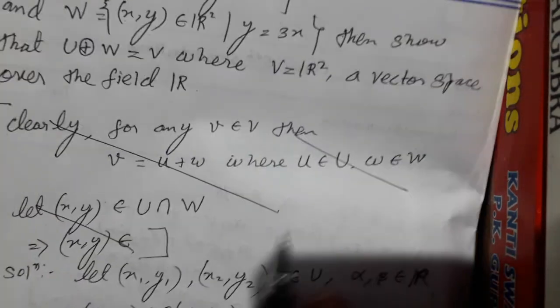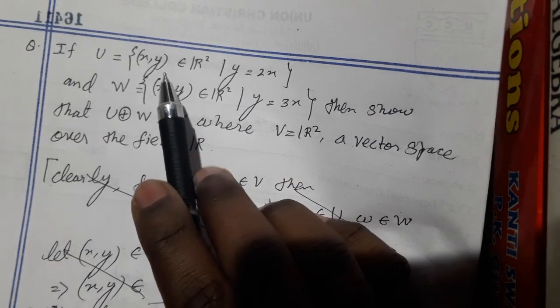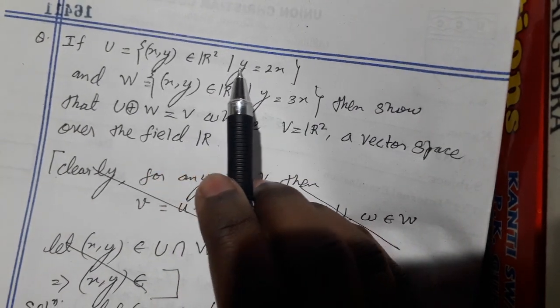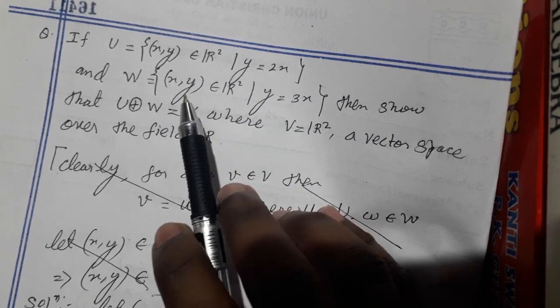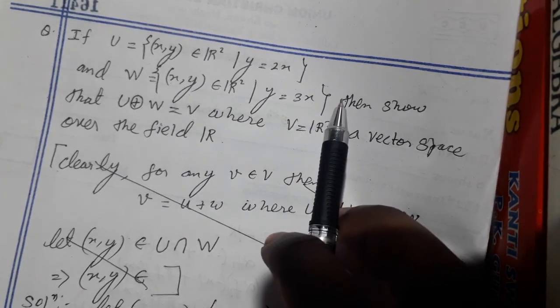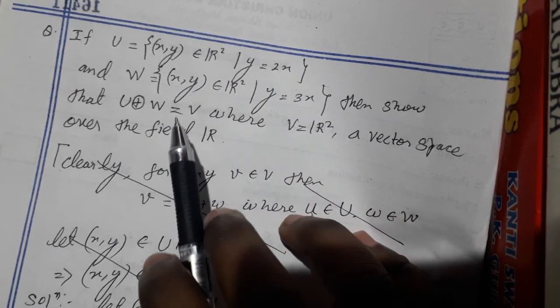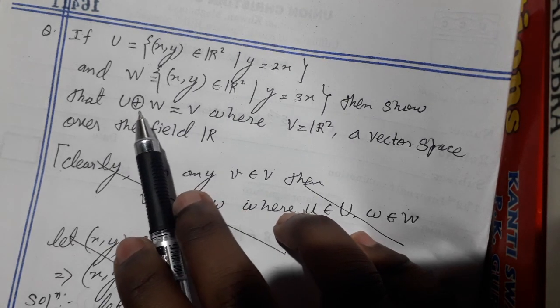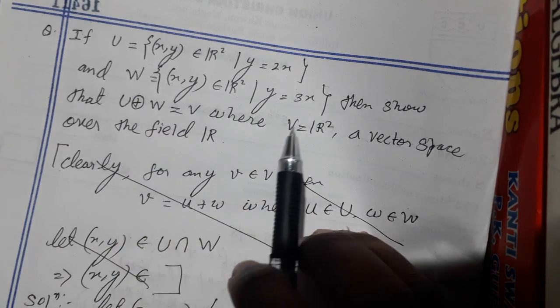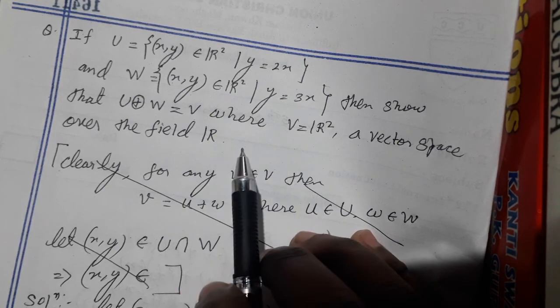Let us do one more question of this type. Here we are taking U to be {(x, y) belongs to R²: y is equal to 2x}, and W is {(x, y): y is equal to 3x}. Then we have to show that V is the direct sum of U and W, where V is equal to R², a vector space over the field R.